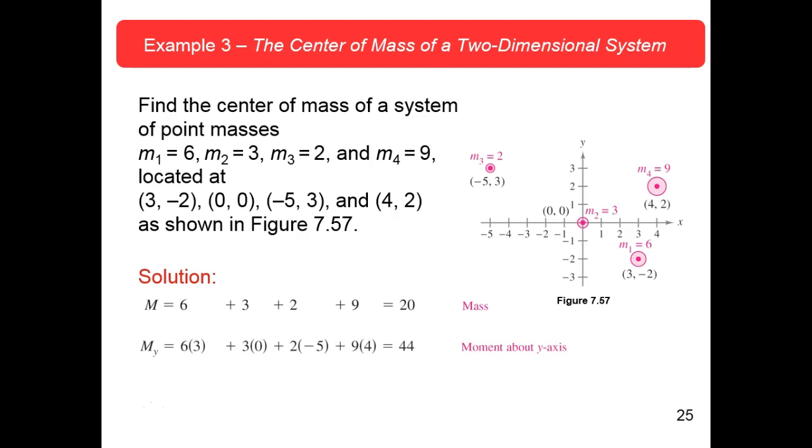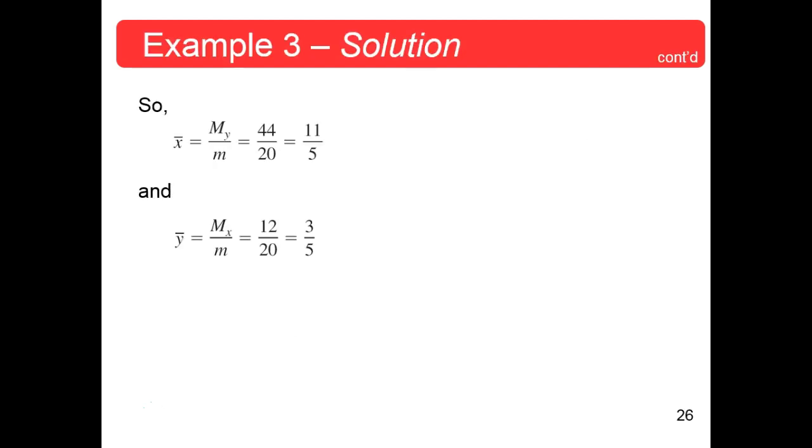Then they did the M sub Y, which is M times X. Yeah, I like that. Just like you did, got 44. M sub X was 12. And then your X bar was M sub Y over M, which is exactly what we got. And M sub Y was 3/5. M sub X was that. Center of mass was 11/5, 3/5. Okay?